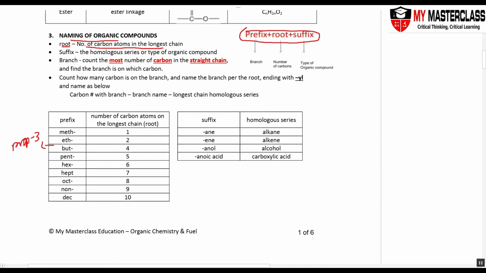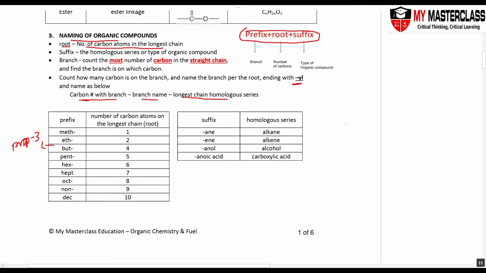Before the root, we have a prefix, which is a branch, and then the suffix, which is the type of organic compound. So the suffix is the homologous series or the type of organic compound, and for the branch, count the most number of carbon in a straight chain and find where the branch is on. Count how many carbon is on the branch and name the branch ending with YL. So we have the branch number, carbon number with branch name, and then the longest chain homologous series.